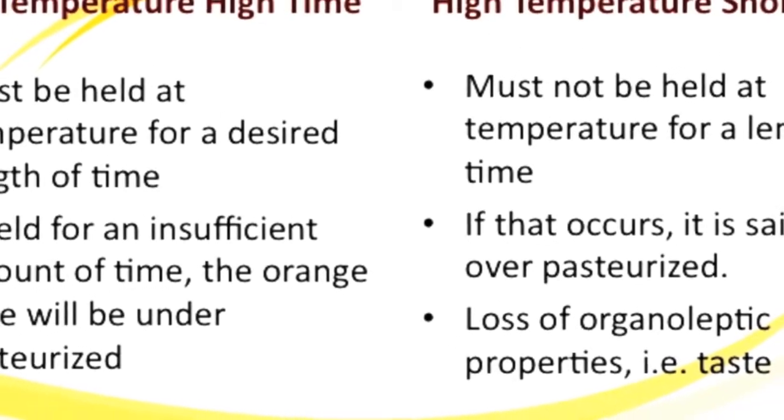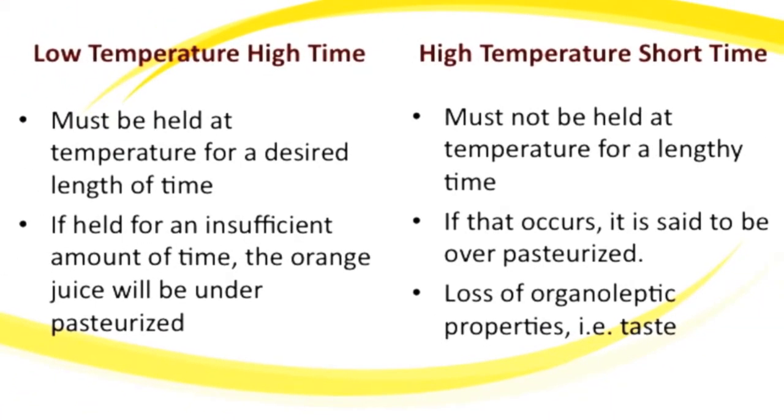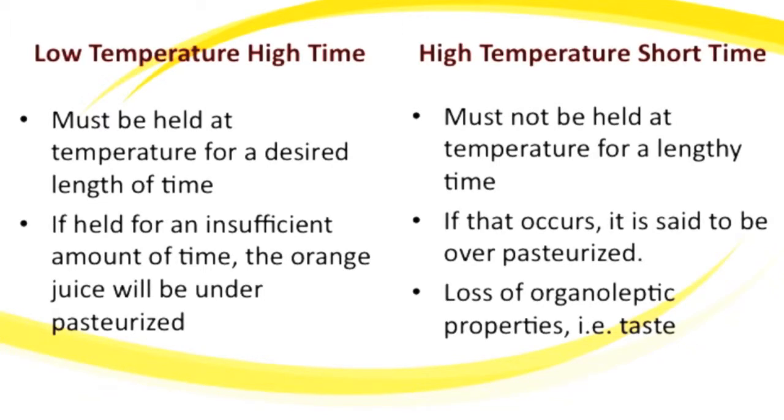If the orange juice were held at a lower temperature for an insufficient amount of time, the orange juice would be under-pasteurized, which leads to insufficient inactivation of enzymes and a product still with spoilage microorganisms. On the other hand, if the orange juice were held at a high temperature for an exceedingly long amount of time, it is said to be over-pasteurized, and this results in degradation of the quality of orange juice, which would be unpleasant to ingest.